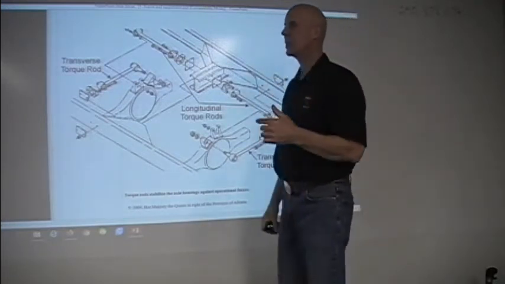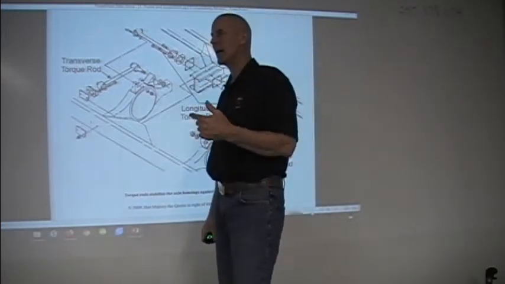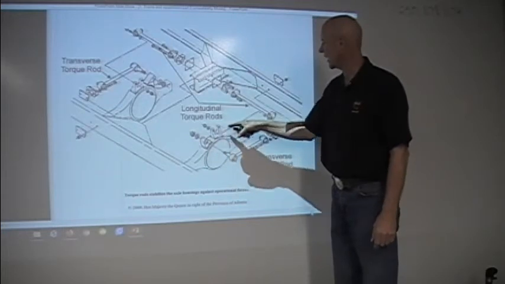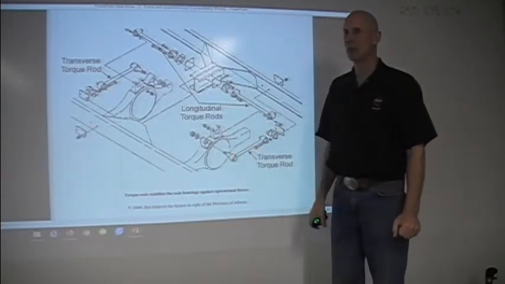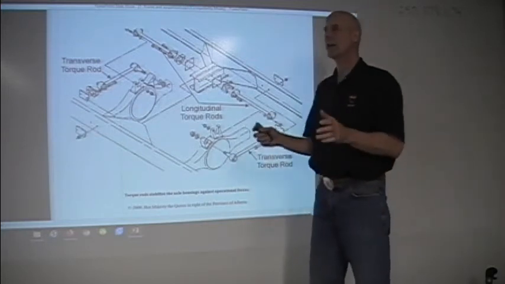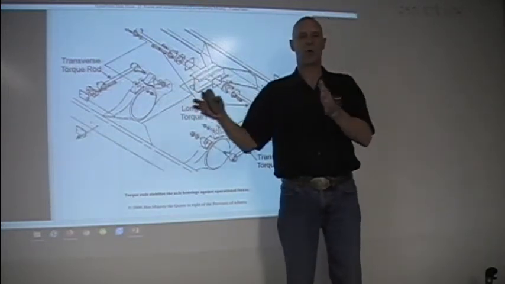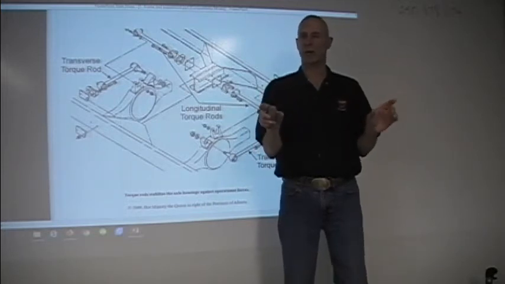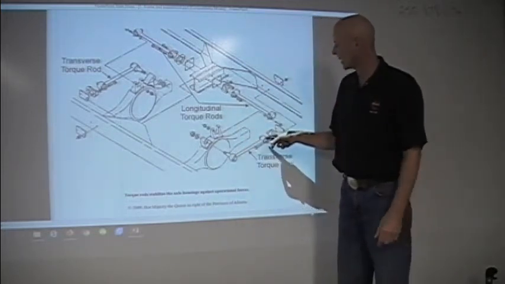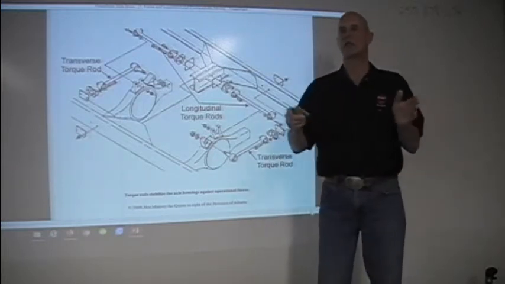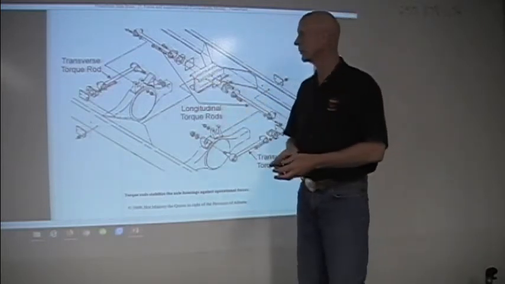Now when we get into drivelines, the way to change the angle of a driveline is by changing the length of this, and that's by adding shims. On our transverse torque rod, that is where we can move an axle over on a frame. So when we're talking about dimensions between tires and frames, by adding or subtracting shims on our transverse torque rods, we can shift an axle left or right.